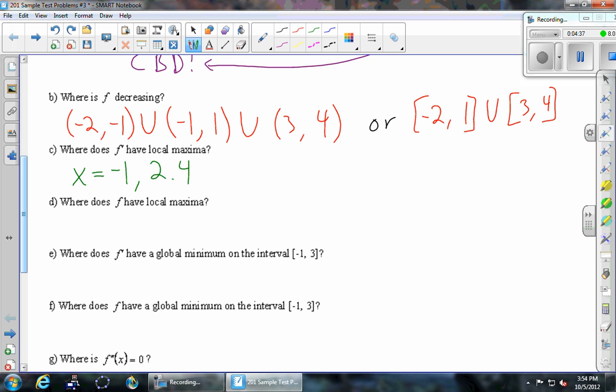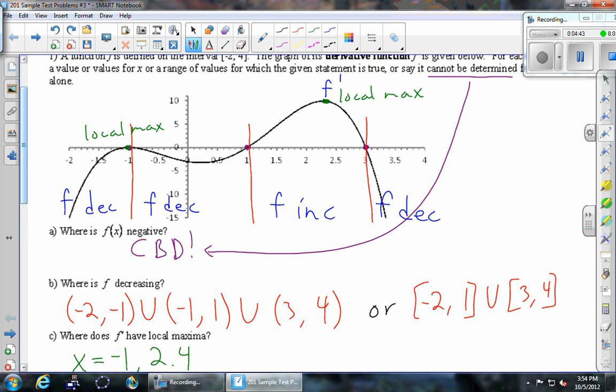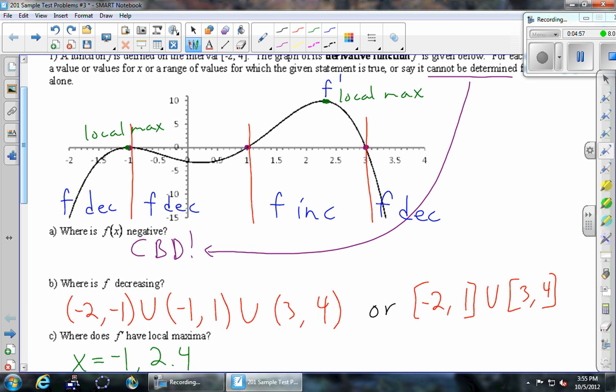Part D, where does f have local maxima? Okay, so here we're going to use this nice little chart we built in blue. So we're looking at this line of information right here. So we want to know where f has a local max. So let's look at the information that's given. First, f is decreasing. So I'll go ahead and draw something downward. And then f decreases some more, so it's still downward. Then f is increasing, so I feel like right there at 1 we actually have something.